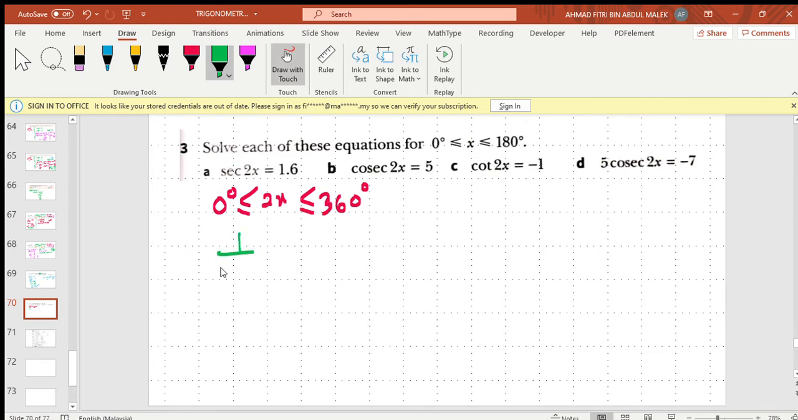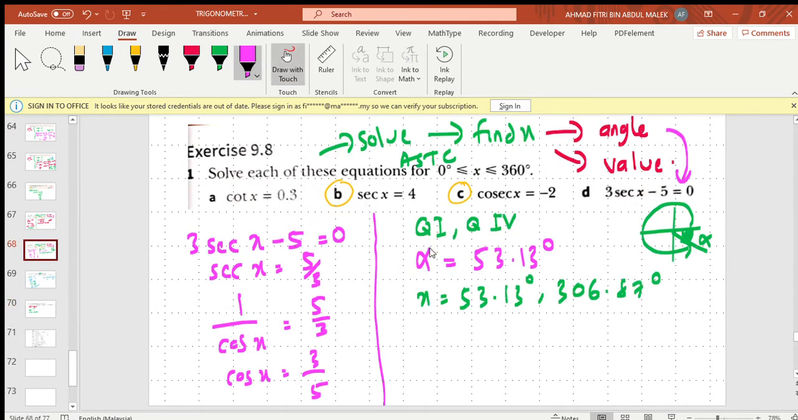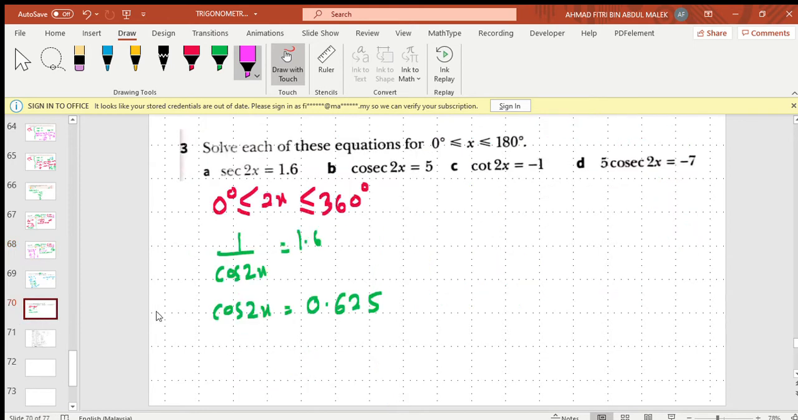So you kena define, you akan jadi cos 2x equals to 1.6. So cos 2x equals to 1 divided by 1.6. So you dapat 0.625. So you jangan, next step, you jangan buat apa-apa yang lain yang pelik, ikut step yang tadi sahaja. Daripada sini, after that terus decide. Okay, terus decide. Oh, this is a positive. So bila positive, dia duduk quadrant keberapa? Cos, dia duduk quadrant add sugar to coffee, quadrant number 1 and quadrant number 4.